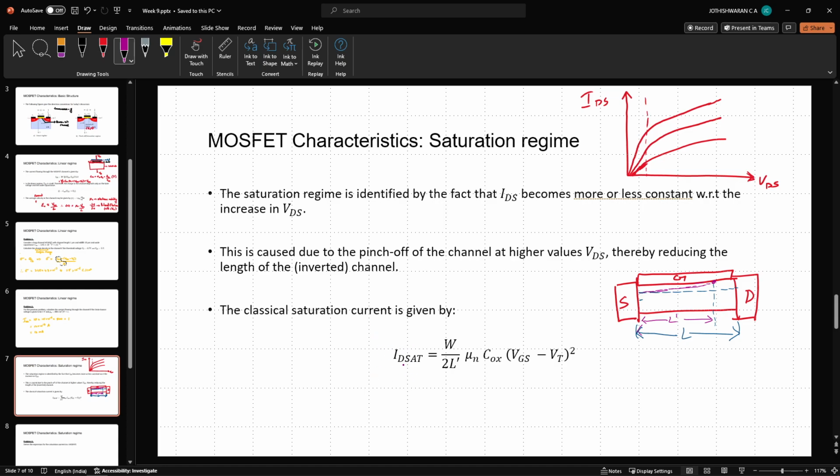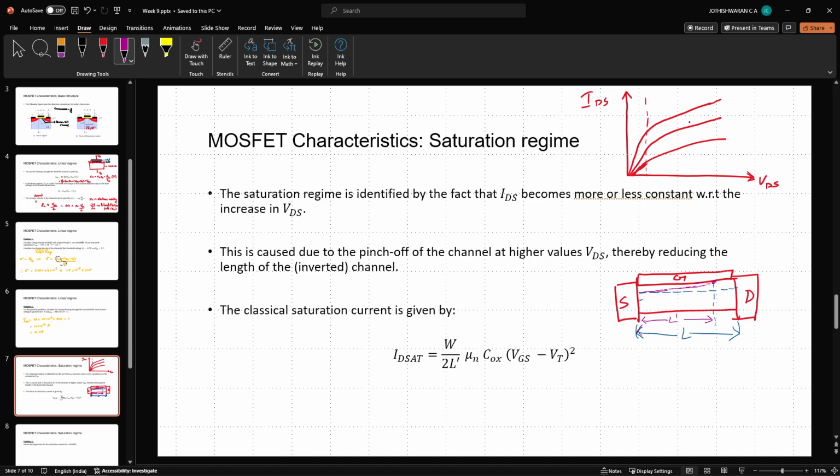Okay, so the saturation current, again classical, is given by W by 2L dash, where this is the new shortened pinched off channel length, multiplied by mu n into oxide capacitance into VGS minus VT, the whole square. So this is the expression. Now as you can see, in the ideal classical case, this no longer depends on VDS, and therefore our current is becoming flat.